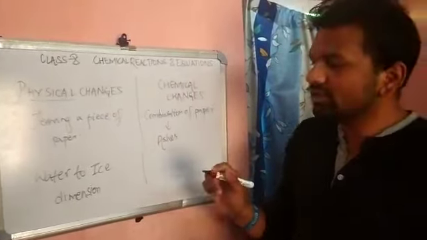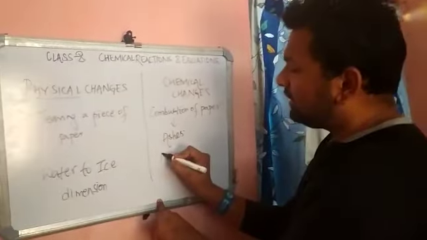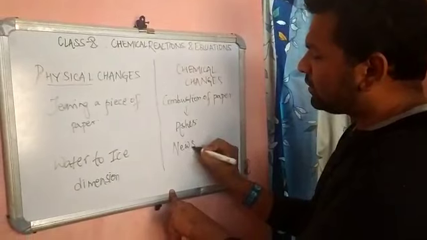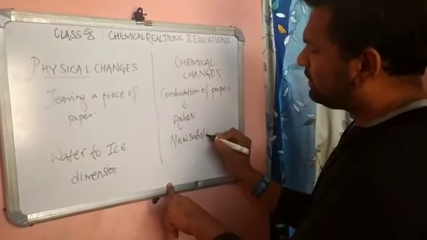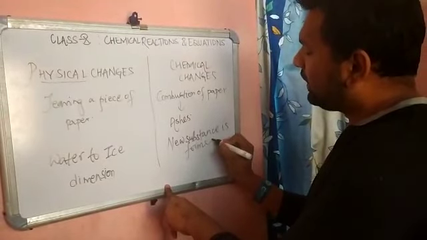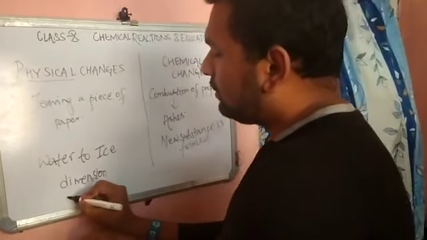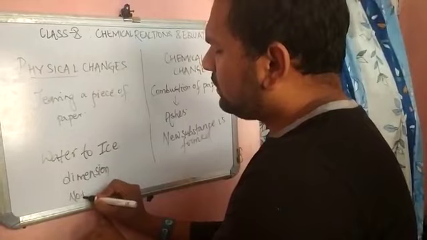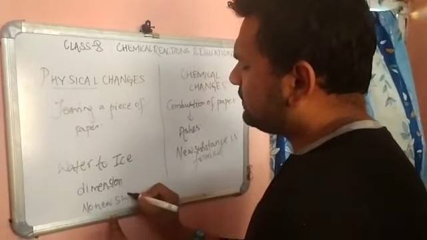So in a chemical change, what is the major point? A new substance is formed. Whereas in a physical change, no new substance is formed.